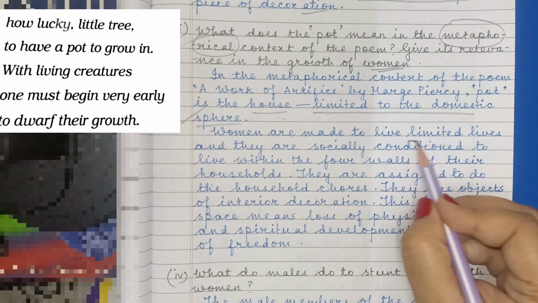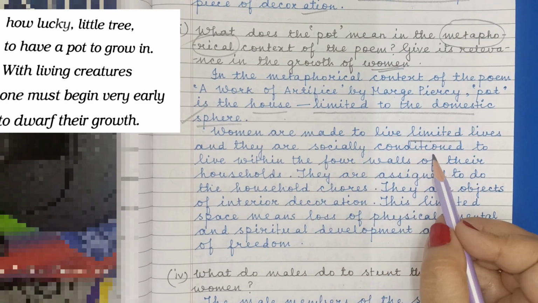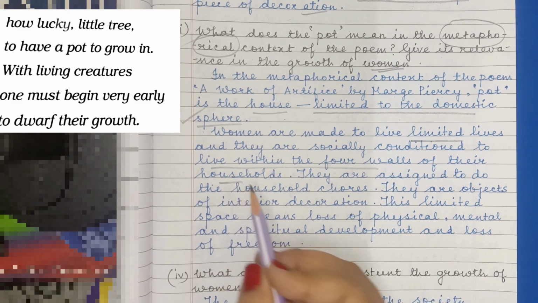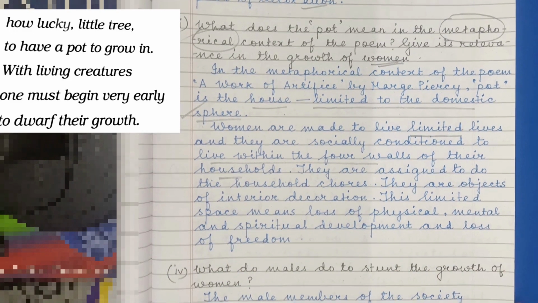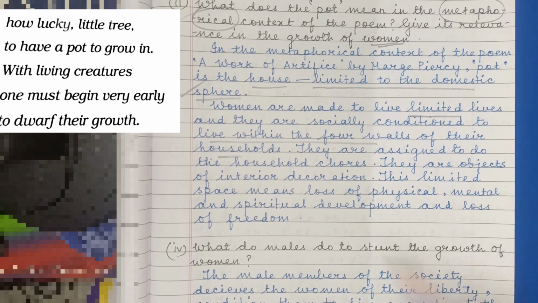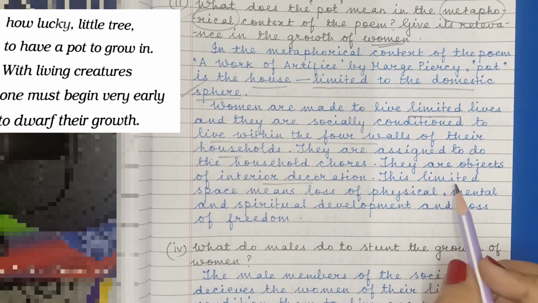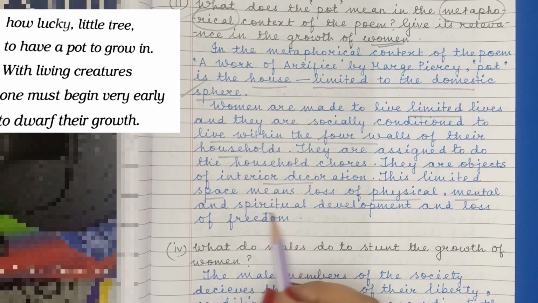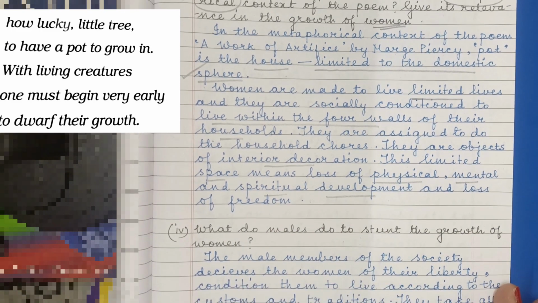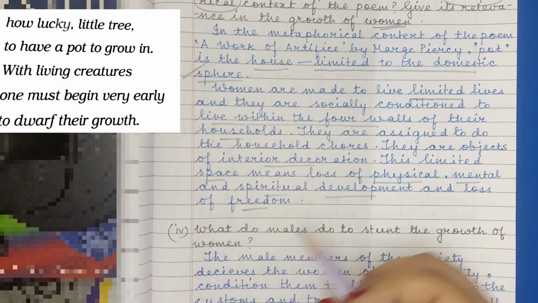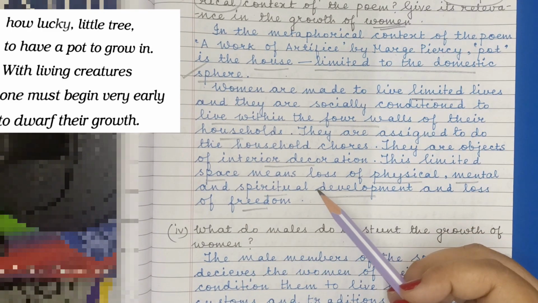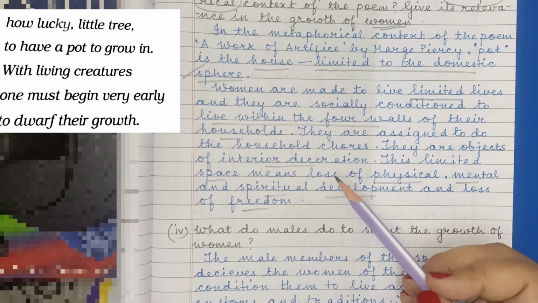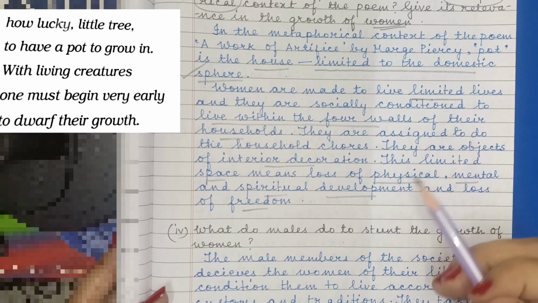live limited lives, and they are socially conditioned to live within the 4 walls of their households. They are assigned to do the household chores. They are objects of interior decoration. This limited space means loss of physical, mental, spiritual development, and also loss of freedom. In this way, the women are not allowed to grow properly. Grow in all respects, physical, mental and spiritual.